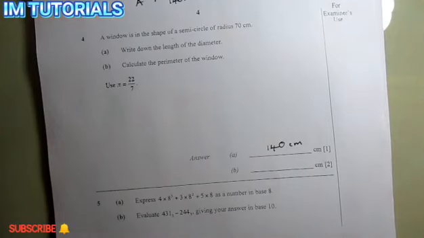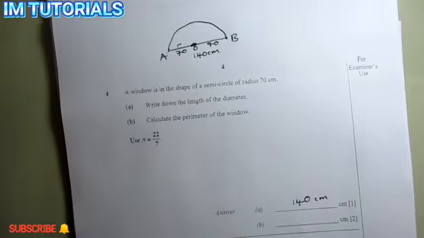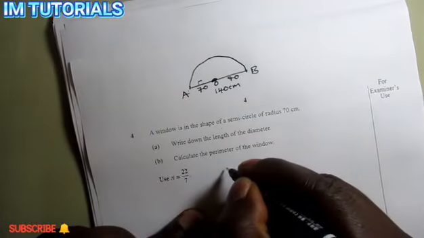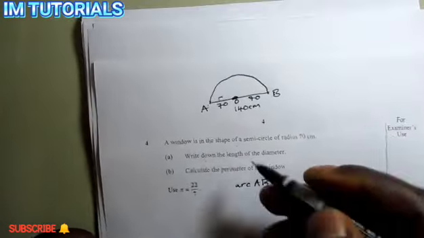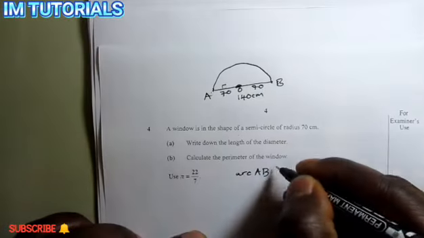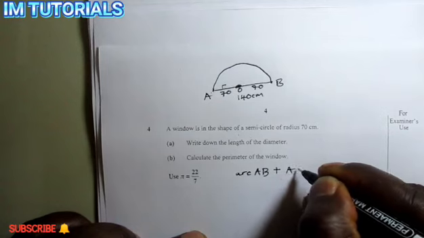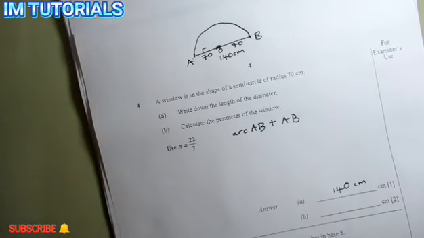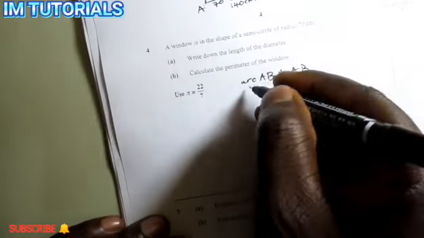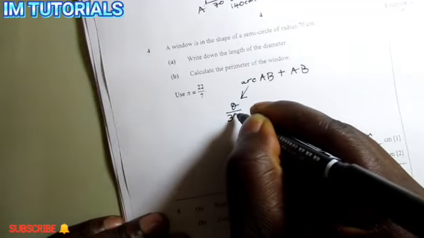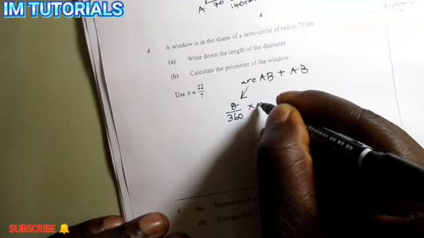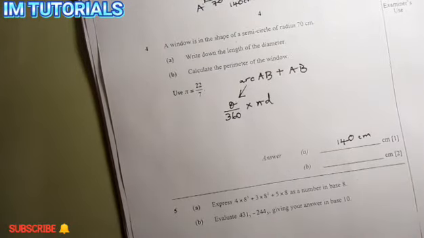Then move on to part B. Calculate the perimeter of the window. Right. So perimeter is the distance right around the edge of the shape. Perimeter of a semicircle is found by using the arc AB. This is the arc AB. Then you add it with the diameter, where diameter is AB. So to find arc AB, you need to understand that length of arc is theta over 360 times pi d, where d stands for diameter.